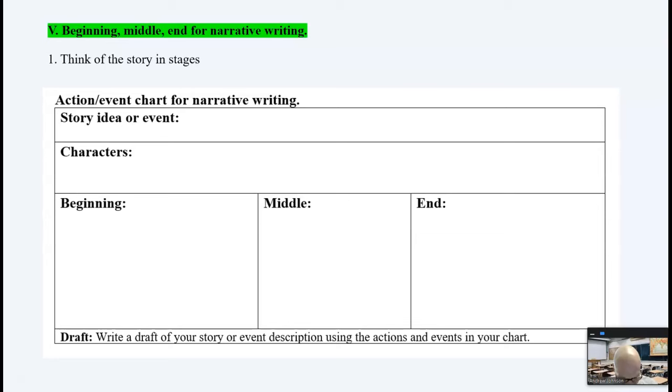Beginning, middle, end. And again, this gets you thinking of your narrative, and we call it a story, and that could be a creative story, it could be your narrative or biography of whatever it is.